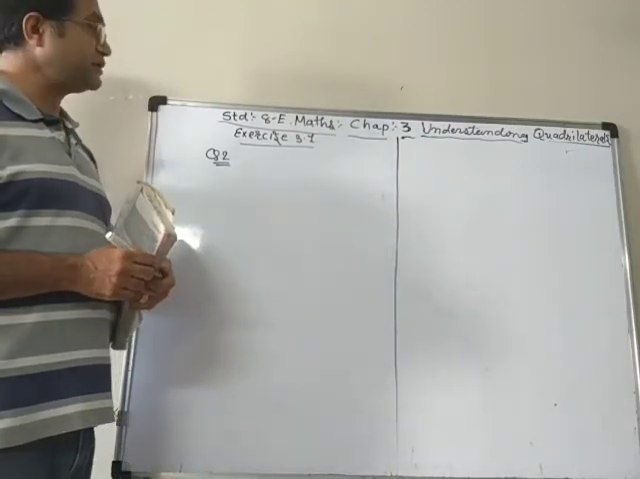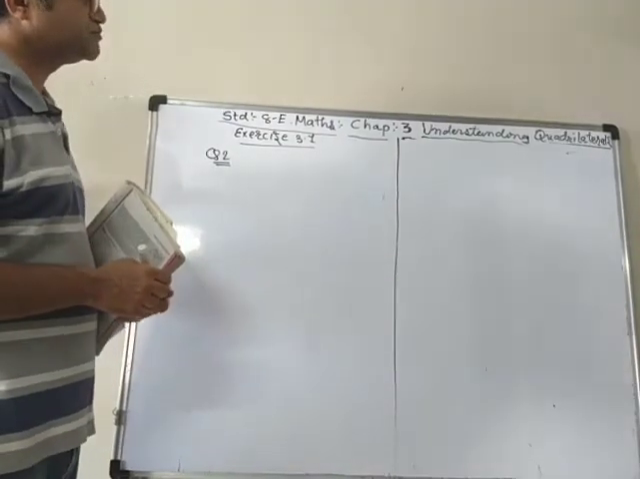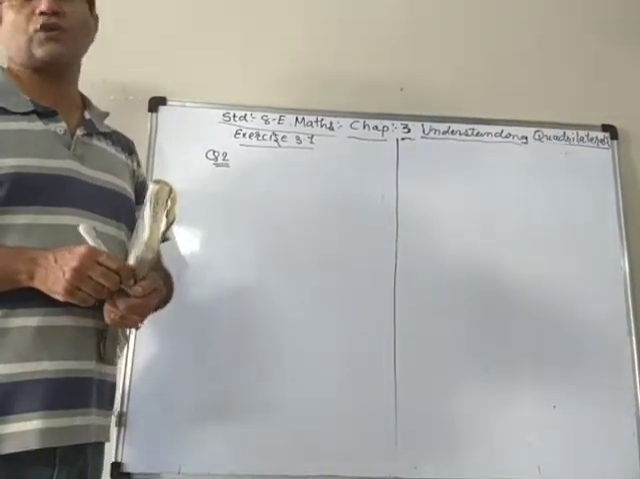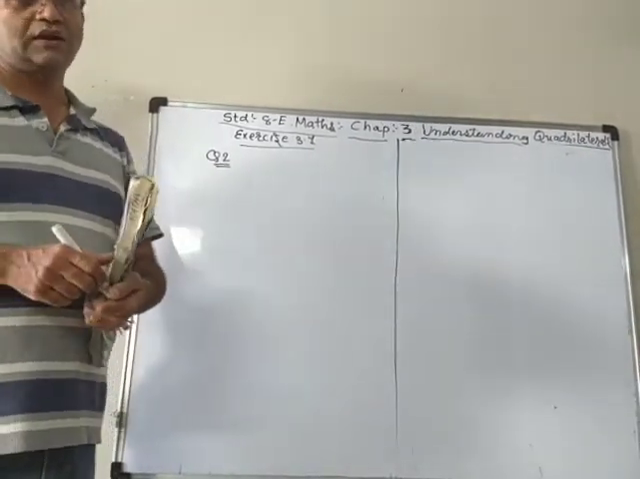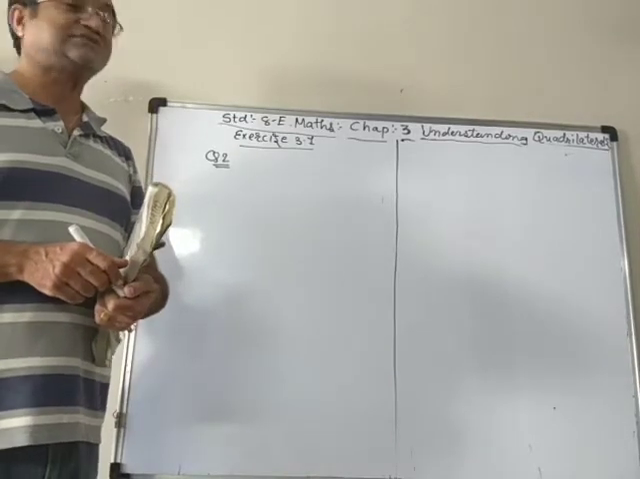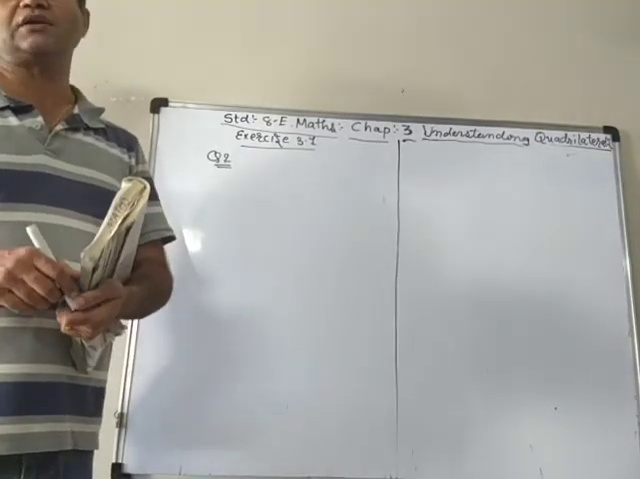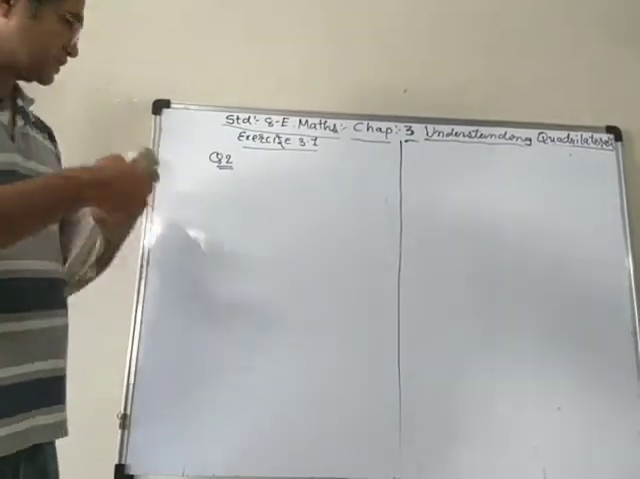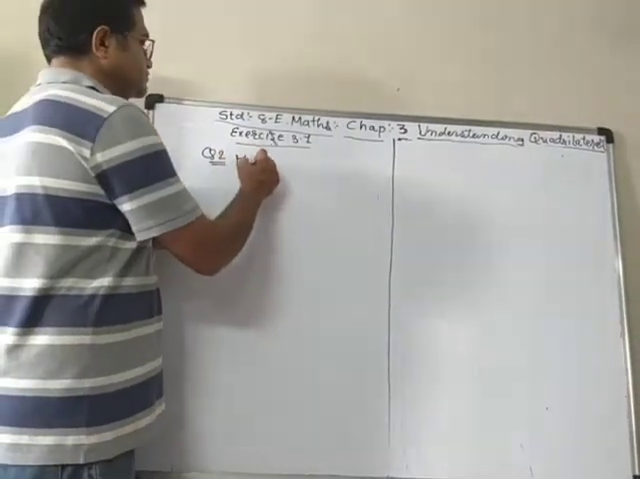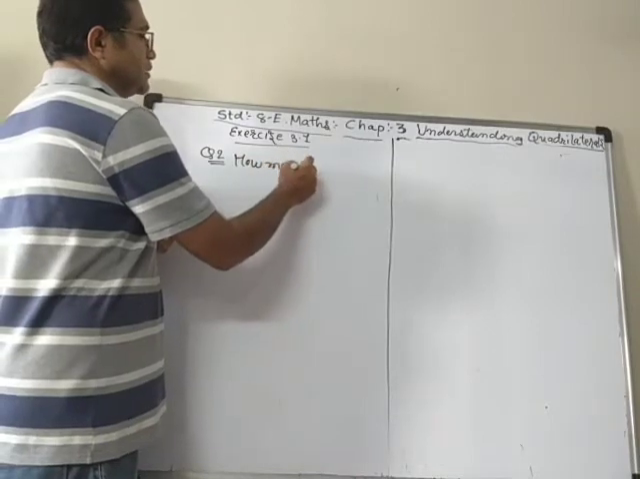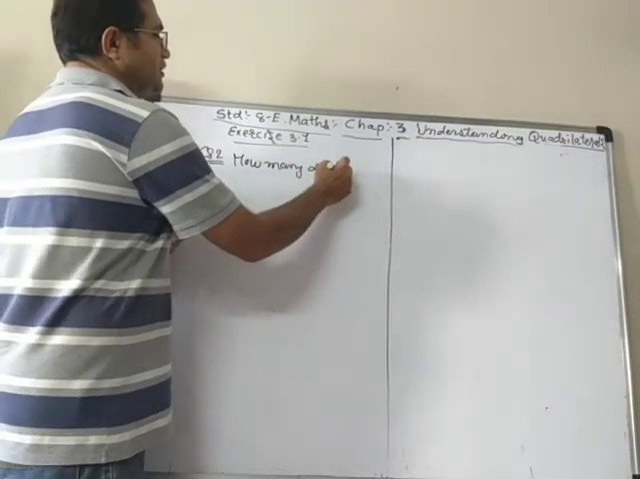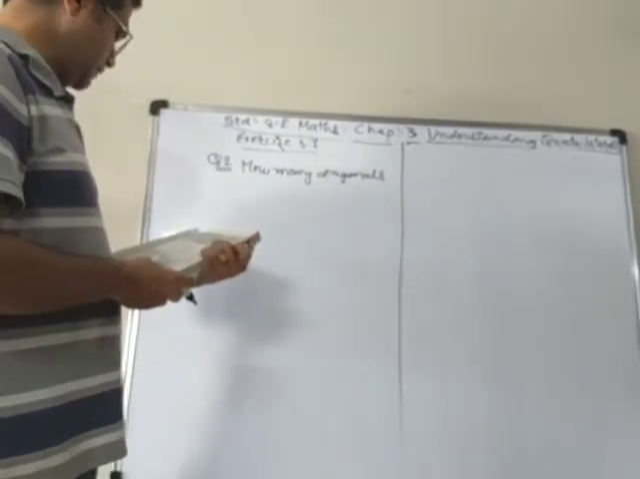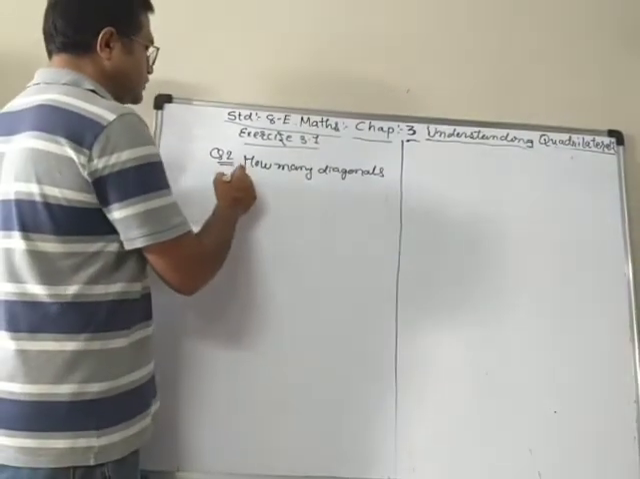Standard 8th English medium. In maths, we are busy with chapter number 3, understanding quadrilaterals. We started exercise 3.1. We are done with question 1. Now we will continue with question number 2. It says, how many diagonals does each of the following have?